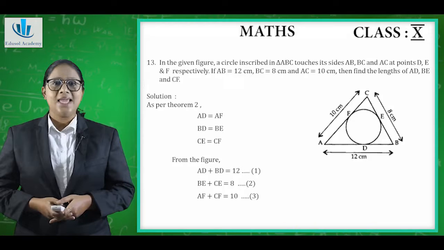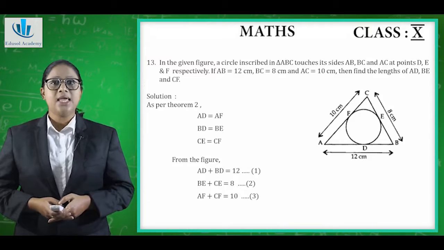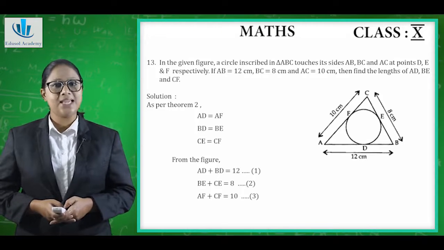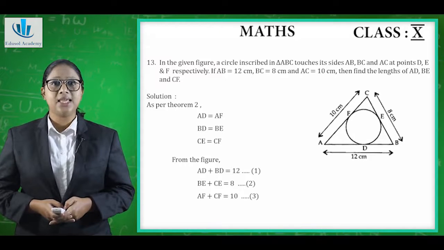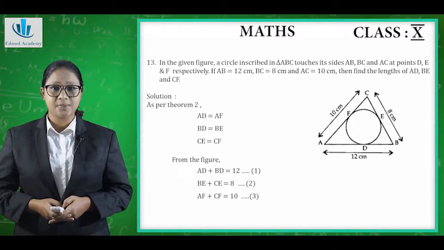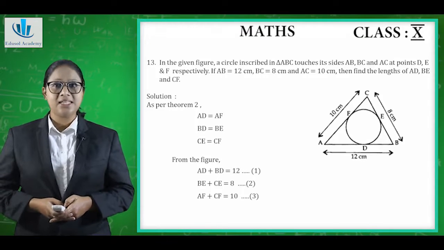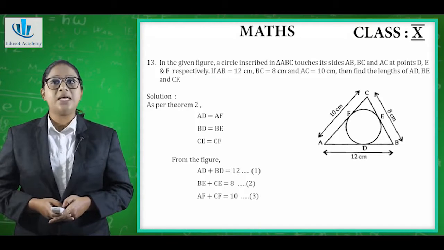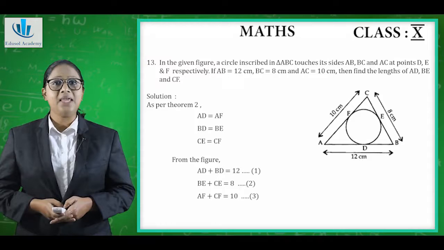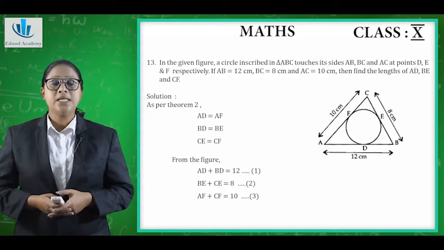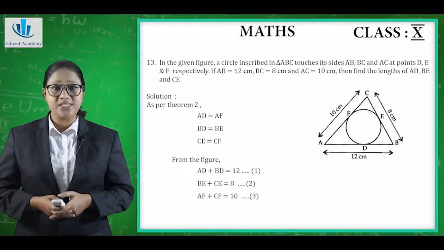Next question. In the given figure, a circle inscribed in triangle ABC touches its sides AB, BC and AC at points D, E and F respectively. If AB equal to 12 cm, BC is equal to 8 cm and AC is equal to 10 cm, find the lengths of AD, BE and CF. So again, applying theorem 1, list out the pairs of equal tangents.